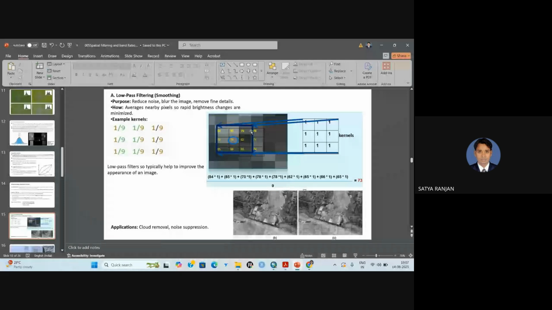A kernel is a kind of matrix, because all the satellite images are in matrix form in XY coordinates, and the kernel is also a small matrix with some values. When filtering is applied, these kernel values are multiplied with the original image pixels. After getting the results, the filtering technique is finalized.